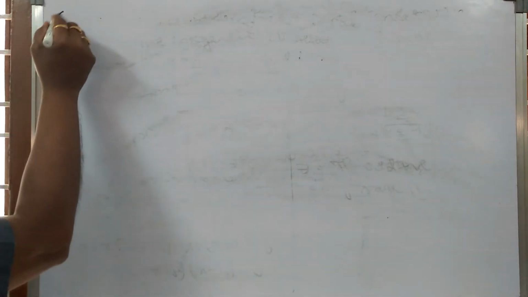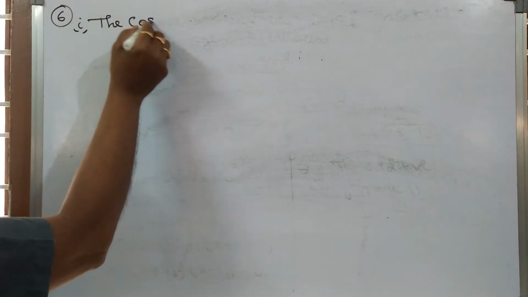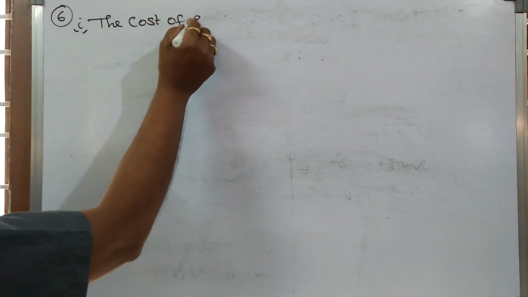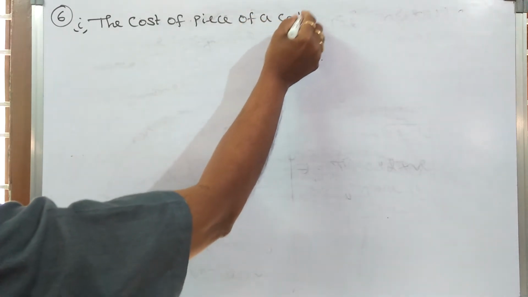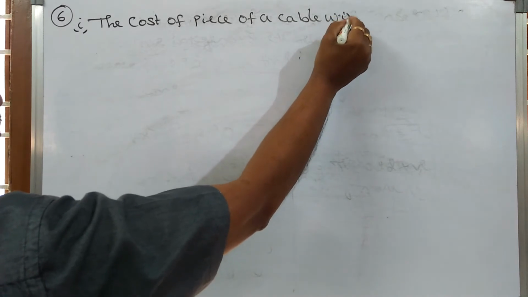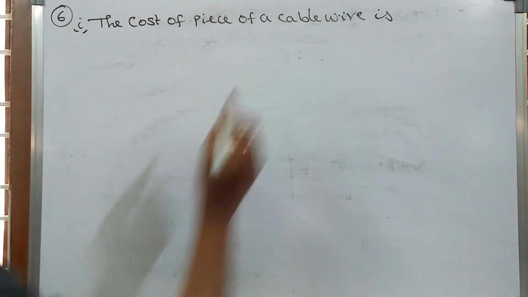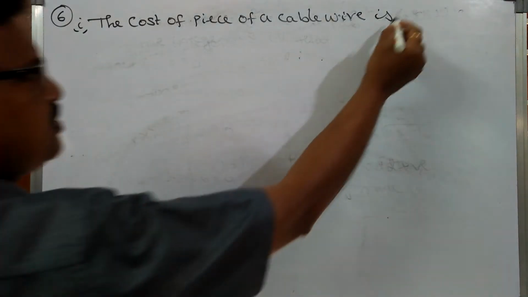Another problem. Sixth problem, first bit. The cost of a piece of cable wire is 35 rupees.